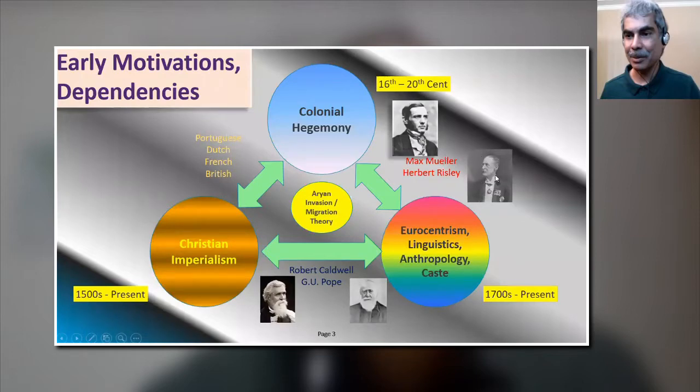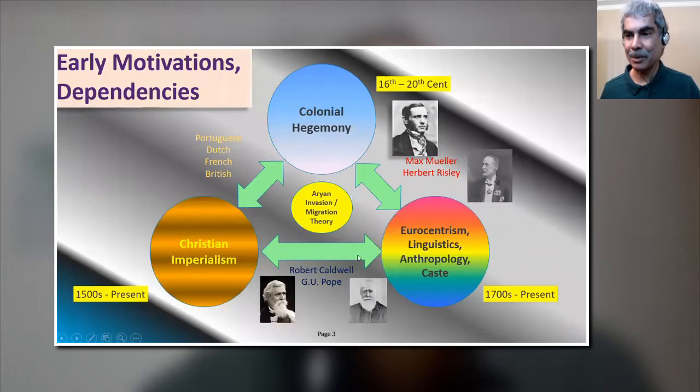People like Herbert Risley, who are anthropologists, also wanted to come in and see, can we measure the nose and craniometrics and things like that and try to say, who are the Indians? And so they used mechanisms like linguistics, anthropology, and the so-called caste. And between the 1700s to present, they imposed certain frameworks of looking at India and studying Indian history.